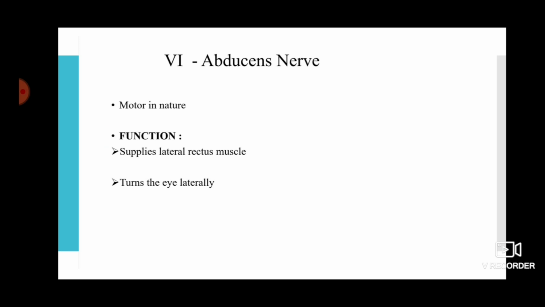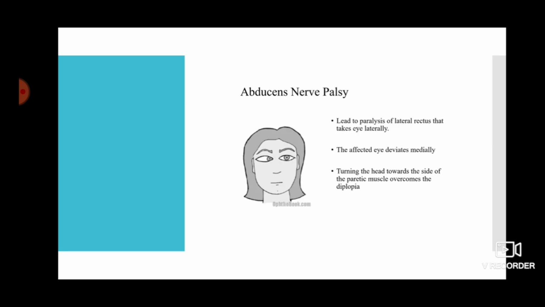If there is damage to the abducent nerve, this will lead to abducent nerve palsy. As we know, the work of the abducent nerve is to turn the eye laterally. If there is damage to the abducent nerve, this is how the eyes will look. The eye will turn towards the medial side because of the damage or weakness of the nerve. This leads to paralysis of the lateral rectus that takes the eye laterally. The affected eye deviates medially, as you can see here. Turning the head towards the side of the paretic muscle overcomes the diplopia.